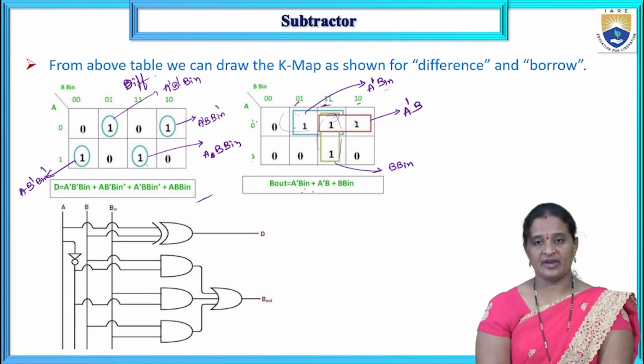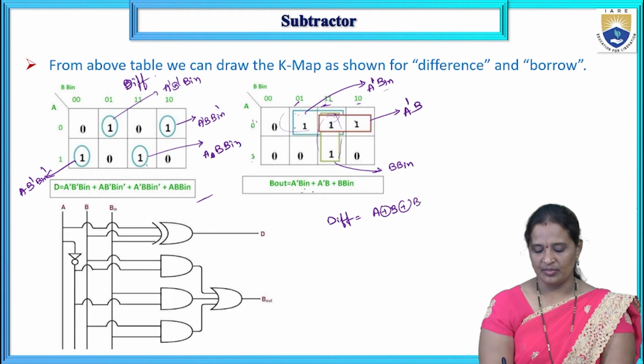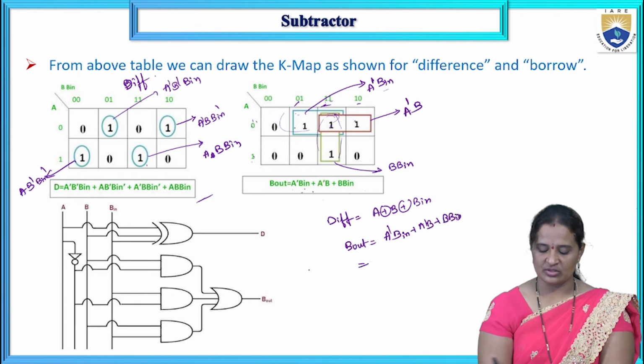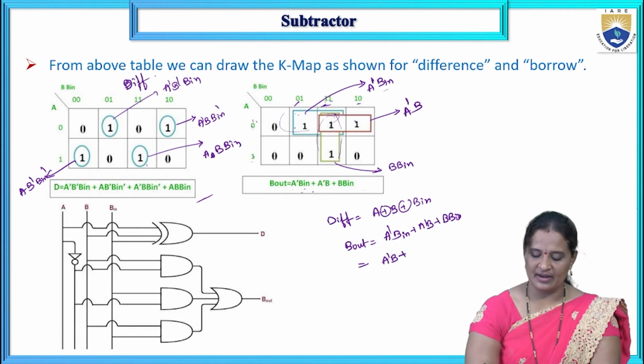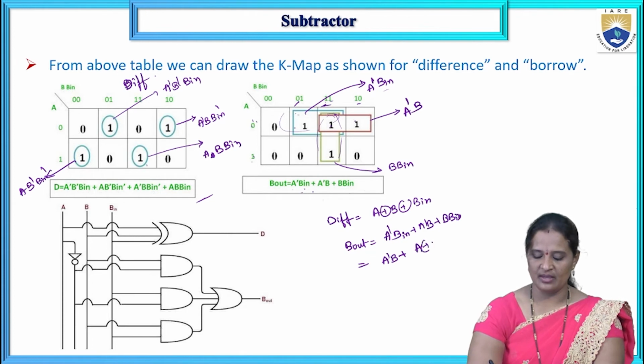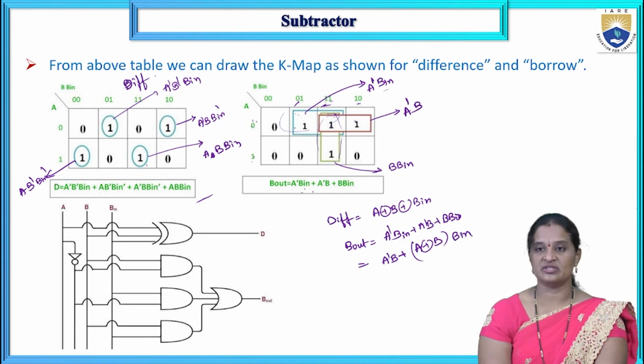Now by simplifying this one, I can get the difference equation as A XOR B XOR Bin. So this is what we can get. Whereas the borrow output can also be written as A bar Bin plus A bar B plus B Bin, or else we can also write this expression as A bar B plus A XOR B bar into Bin. So this is the expression that we can write for the borrow output.